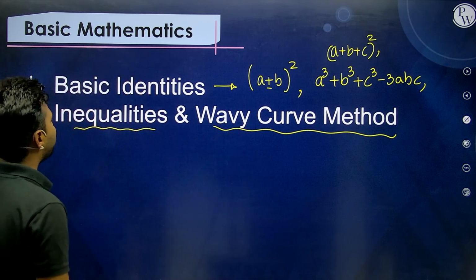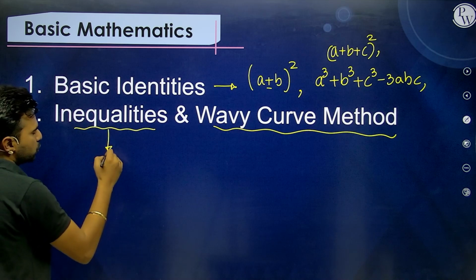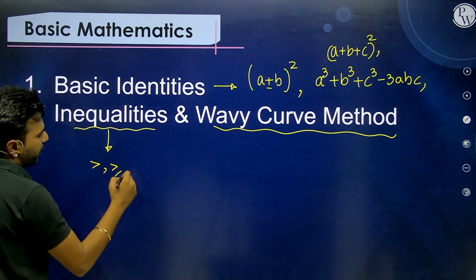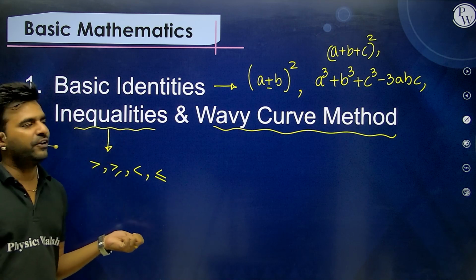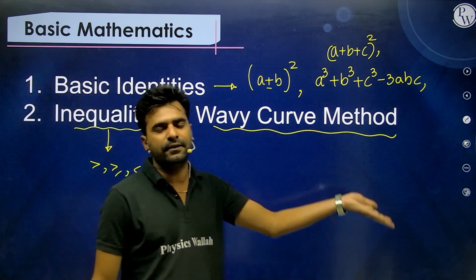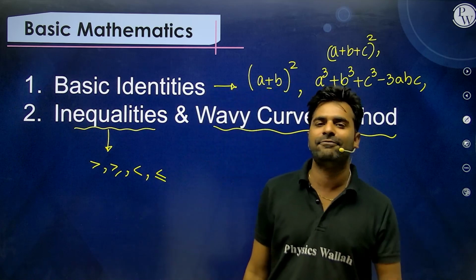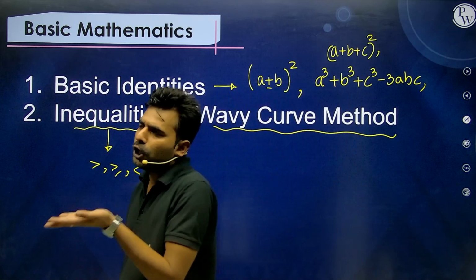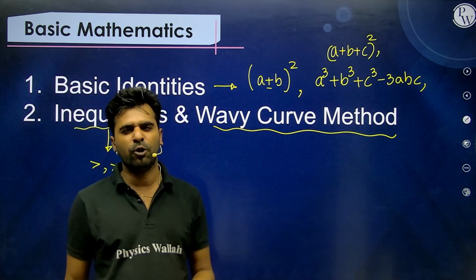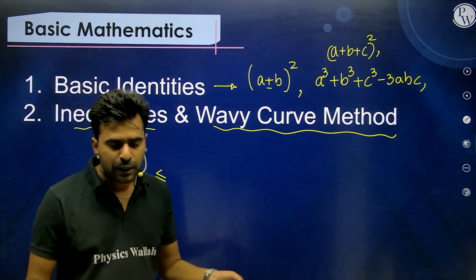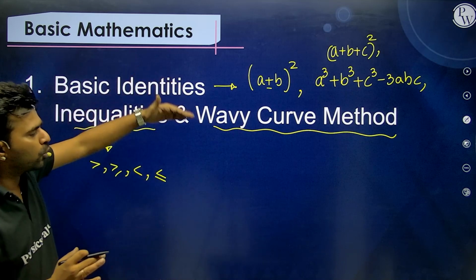Number two, then we will be dealing with inequalities. Inequalities do have these kind of symbols. I hope you guys are all aware. By using these inequalities, we have derived a method, wavy curve method, which is used to solve inequalities in a fairly easy way. But a lot of students don't know why we apply this wavy curve method or what is the origin of that. So in this session, we're going to cover both of these things.